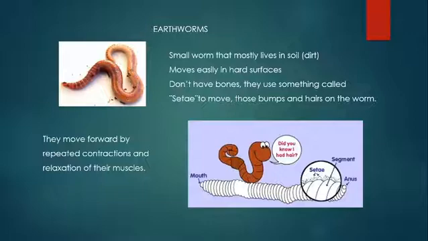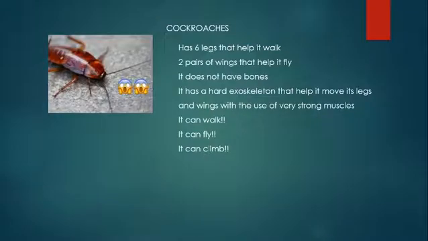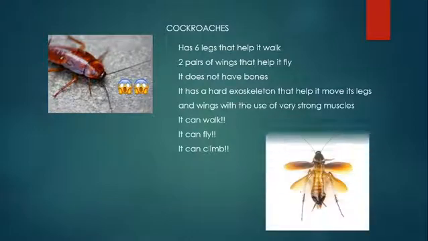Then we have our next example, and I know many of you guys aren't gonna like this, cockroaches, guys. Now, the reason that I wanna show you cockroaches is because cockroaches are very distinct, very unique. They have 6 legs that help it walk. They also have 2 pairs of wings that help it fly, if you didn't know that. Cockroaches actually fly. They don't have any bones. They have what's called a hard exoskeleton.